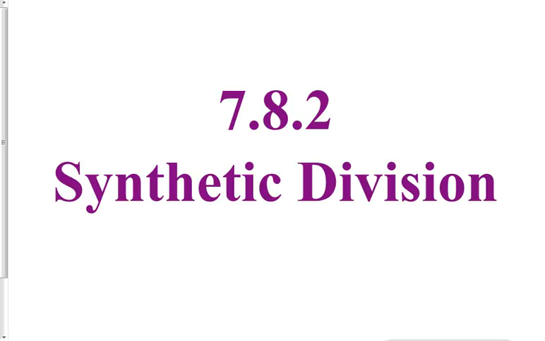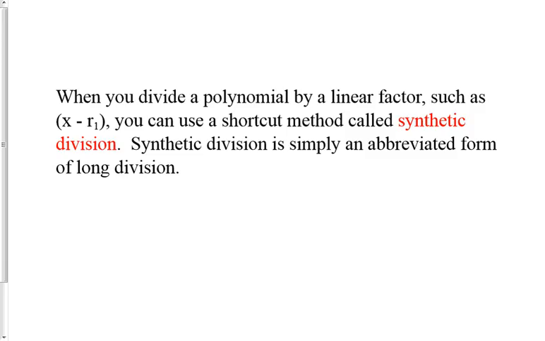Today's lesson is 7.8.2 Synthetic Division. When you divide a polynomial by linear factors such as x minus r1, you can use a shortcut method called synthetic division. Synthetic division is simply an abbreviated form of long division. Before we can use synthetic division, we must check that what we are dividing by is a linear factor. This is the same as a degree 1 polynomial.